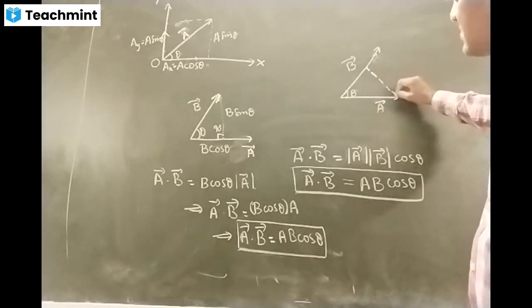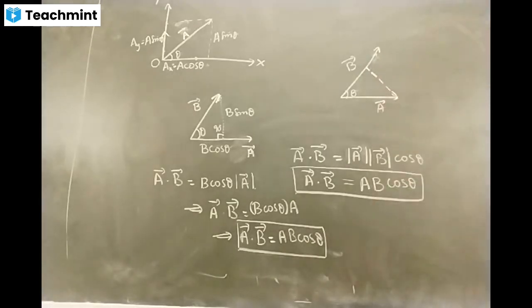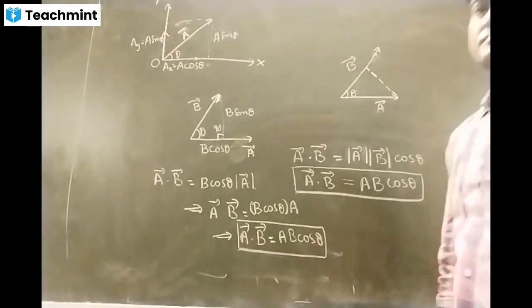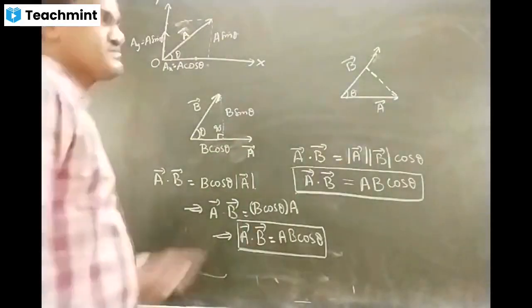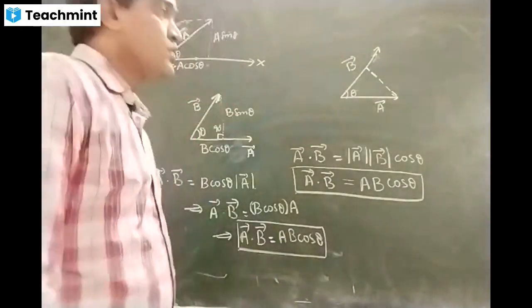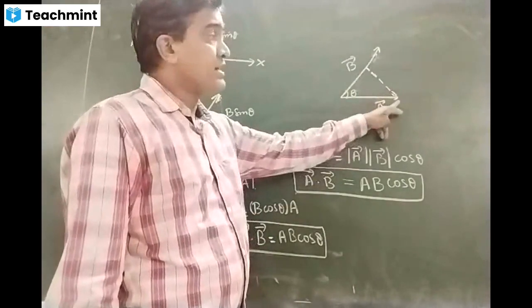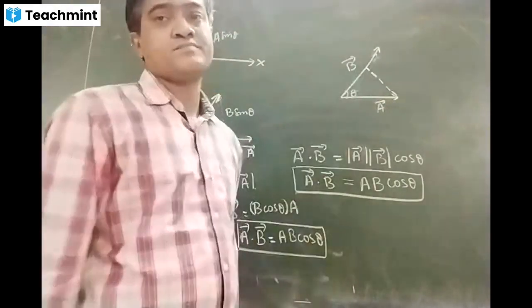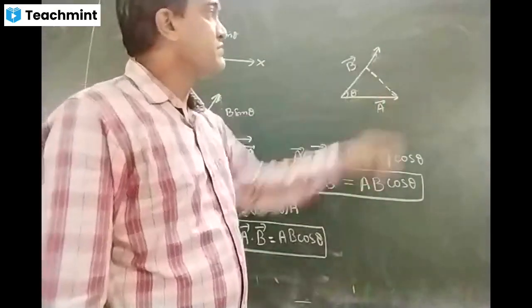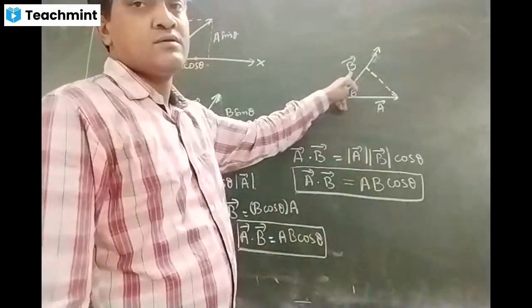In the previous case, from where did I drop a perpendicular? From the head of the second vector B bar to A bar. Now here what I am doing, I am dropping one perpendicular from the head of the first vector to the second vector. What is the second vector? B bar.